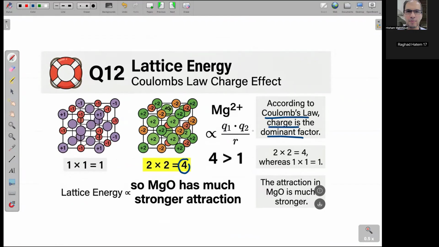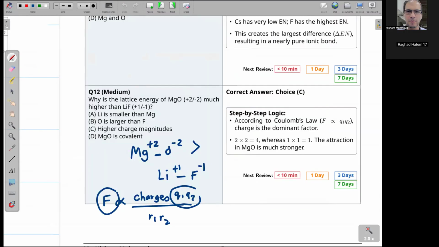And if the charges are the same, like if he gives me LiF with sodium chloride, in this case I have to look at the other factor. What is the other factor? The radius. And the radius is inversely proportional.